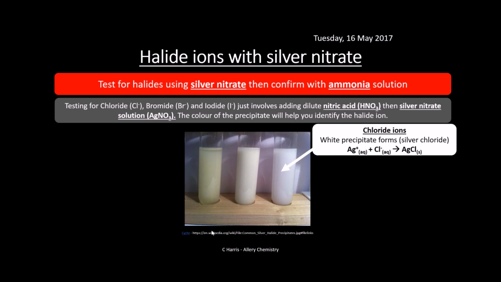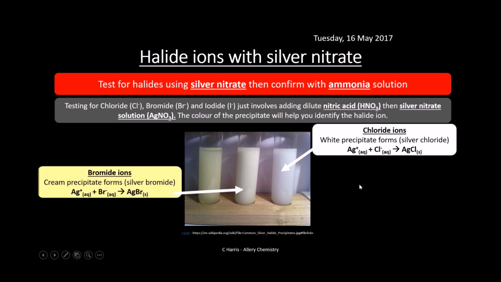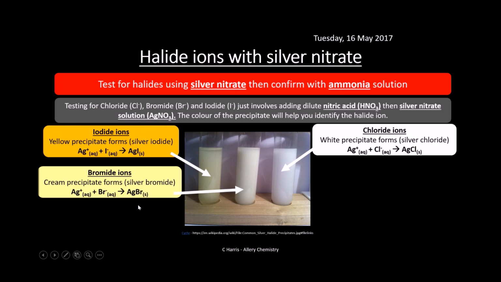So chloride ions form a white precipitate. They react with your silver nitrate and they produce, there's the silver ion, look, from silver nitrate. There's the chloride ion from the halide, and that produces silver chloride solid. Notice it's a white precipitate we're forming, that's a chloride ion. Bromides form cream precipitates. Again, there's your half equation showing what's happening. Bear in mind, the solid product here is silver bromide. That's the colour of it, it's cream. And iodides form silver iodide, so that's a yellow precipitate that's been formed.